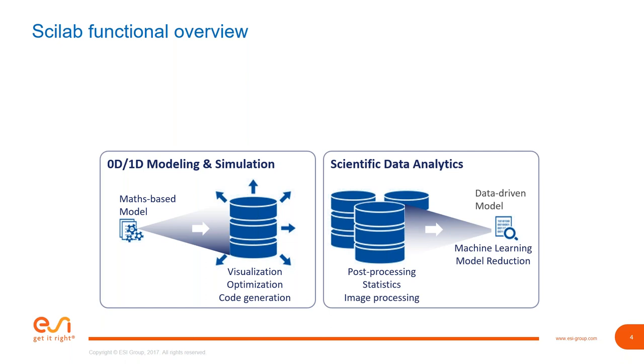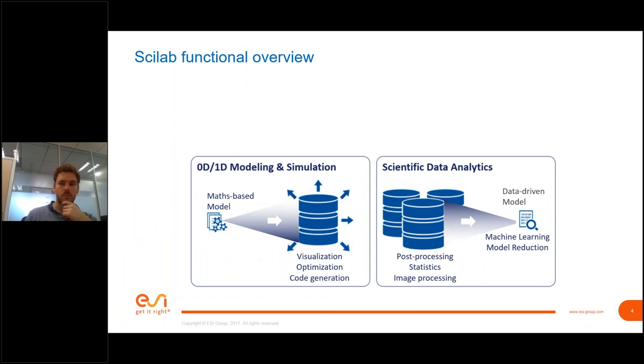The second part being scientific data analytics. You start from the data, either it's simulation data, and then you can perform model reduction on those simulation data, or it's test and measurement data, for instance, and then you can produce some machine learning in order to go back to a data-driven model. What we call data-driven model is basically to make a data fitting out of your data, whether it's regression, clustering, or classification. So we have several kinds of methods, statistical methods, and also post-processing methods.